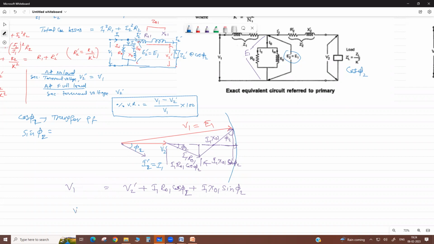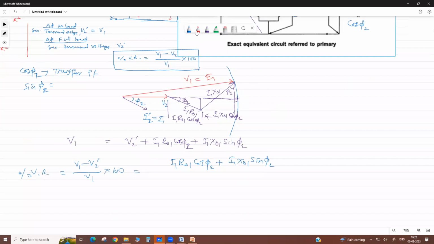Now voltage regulation, as I told, is the no load terminal voltage minus the load terminal voltage, divided by the no load voltage, into 100, as a percentage. If we subtract, this will go to only I1 R01 cos phi 2 plus I1 X01 sin phi 2. This is your regulation, divided by V1, into 100.